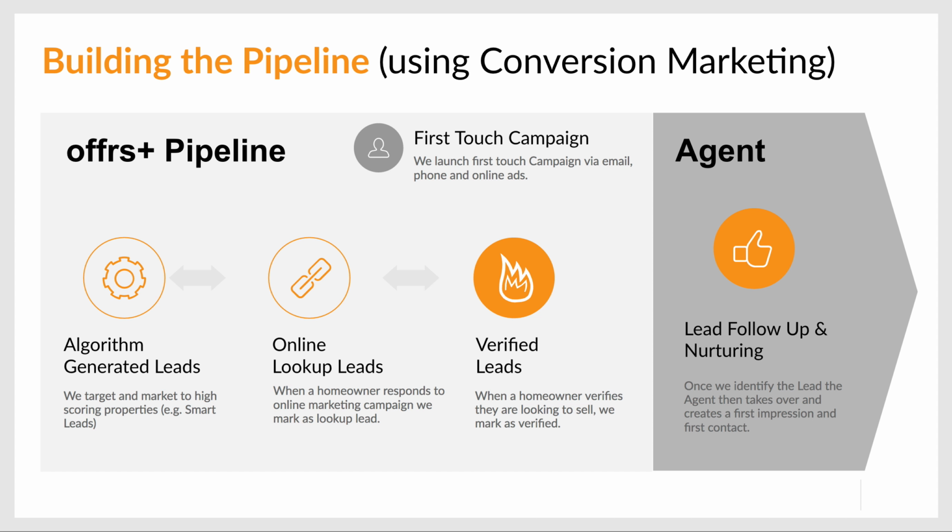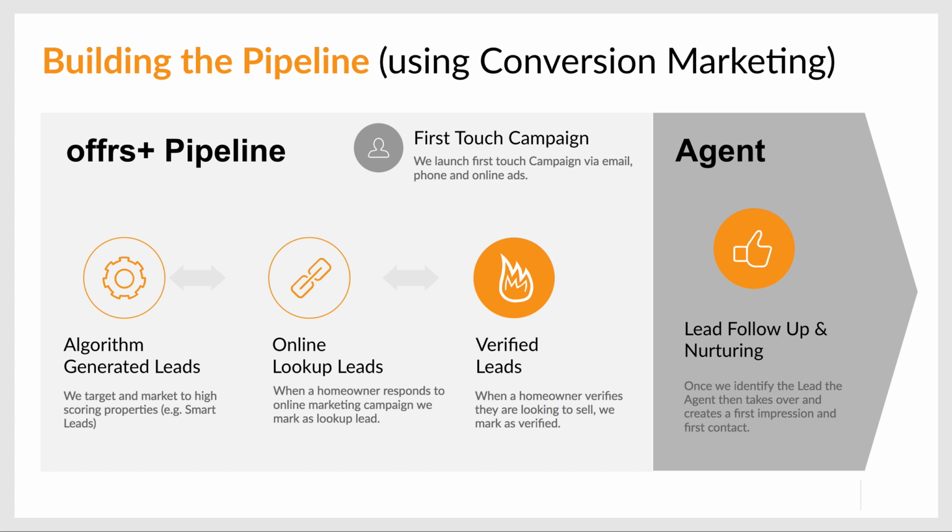And then finally, verified leads is really what we deliver through our phone survey campaigns. So we not only call people that are scored high, the algorithm generated leads, but we also call and try to verify those online lookup leads as well. A verified lead is when we actually have the homeowner say in a survey, yes, I'm thinking of selling. Now we could communicate via phone, email, or through the online website. They could actually fill out a form. But one way or the other, they've said to us, yes, I've confirmed that we are thinking about selling. That's what we call a verified lead.